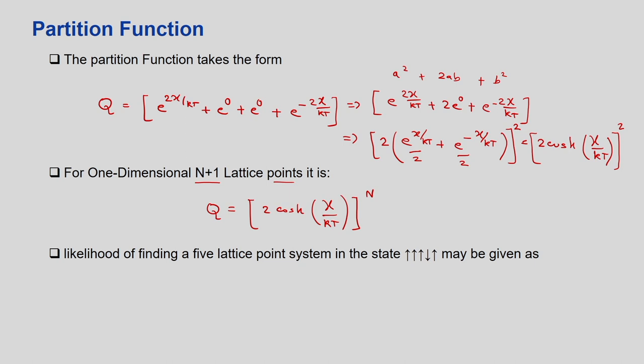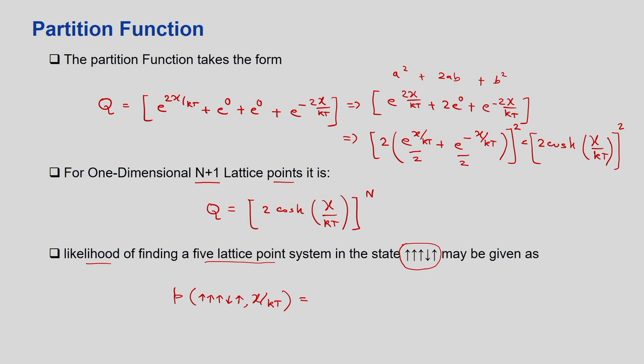Now let us go from 3 to a 5 lattice point system, and see what is the likelihood, what is the probability of finding a 5 lattice point system in this state. You have 5 arrows, so what is the probability I get this state? I can write this state as P of this. This is only one of the states. Because I have this particular term in the partition function, the probability will also be a function of this term. You know what the probability is: the exponential term of that particular state divided by the partition function.